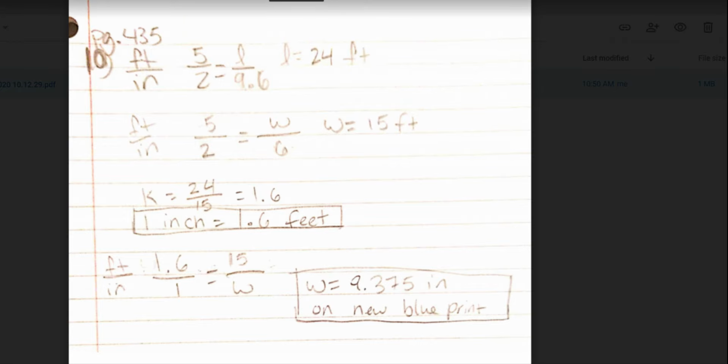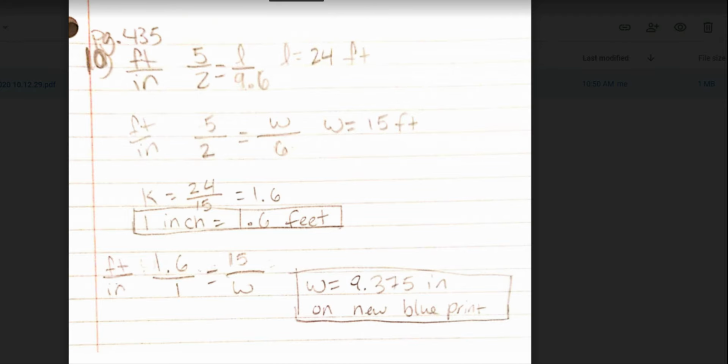And now in the question, they're telling me the original blueprint, the width is 6 inches and the length is 9.6 inches. So that's why I said my original blueprint, my length is 9.6 inches. So now what is my actual length in feet for this, or the living room? All right, so remember, the way to solve this, 9.6 times 5 divided by 2, and we get 24.